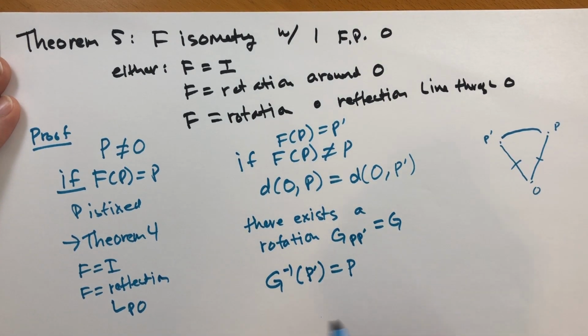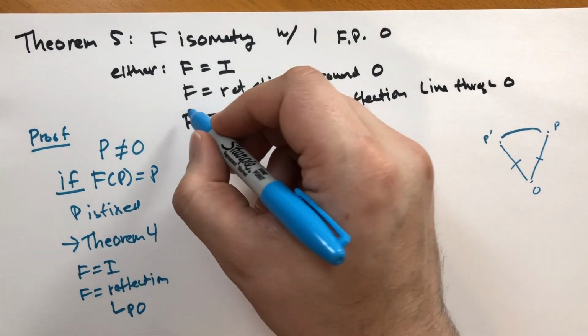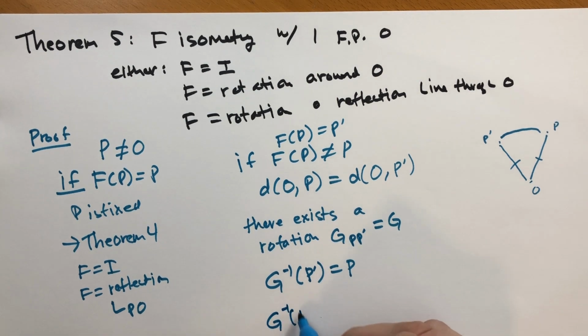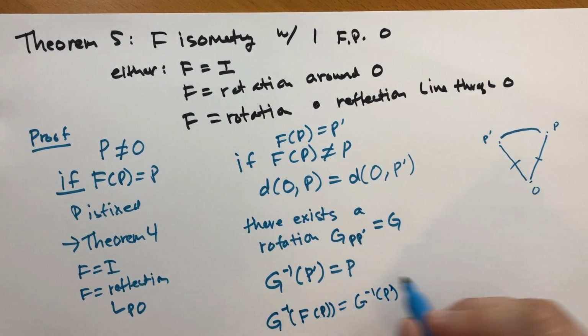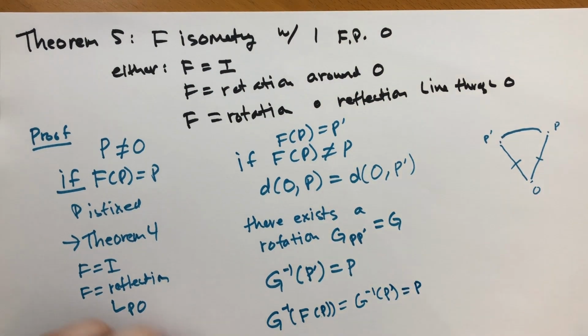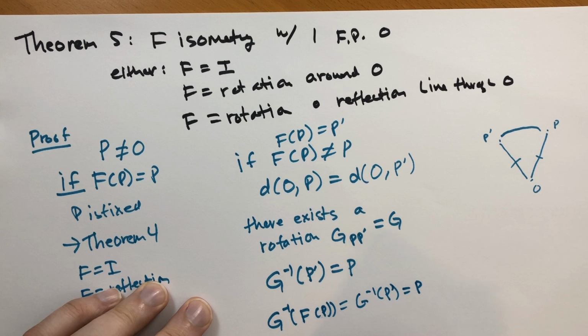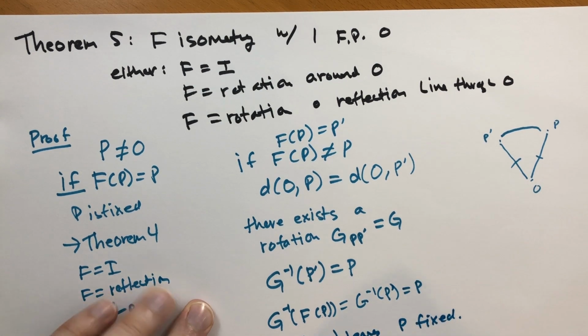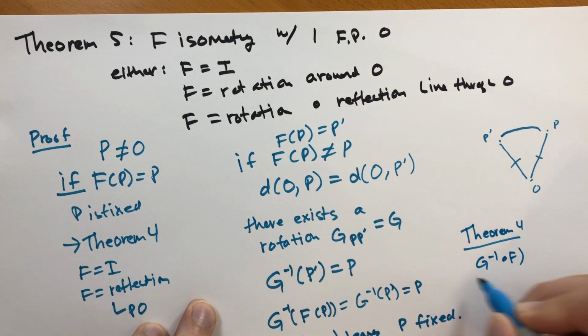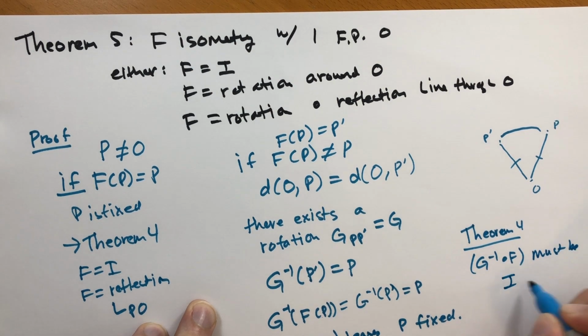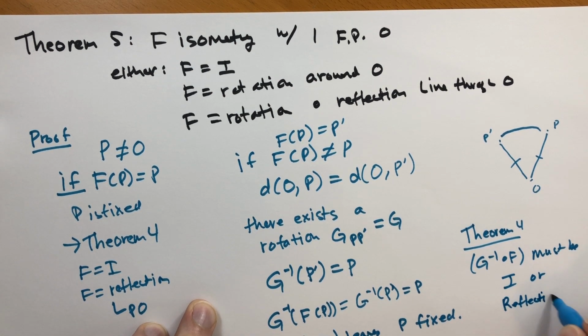It's a rotation. Therefore, if F could be something else, then G inverse of F applied to P would be G inverse applied to P prime, since F would send P to P prime, and that is going to give you P. So this means G inverse of F leaves P fixed. And so according to Theorem 4, G inverse applied to F must be the identity or a reflection through the line PO.